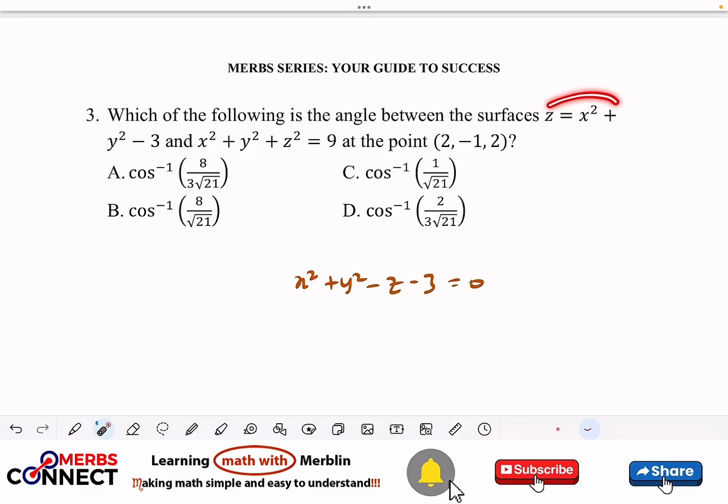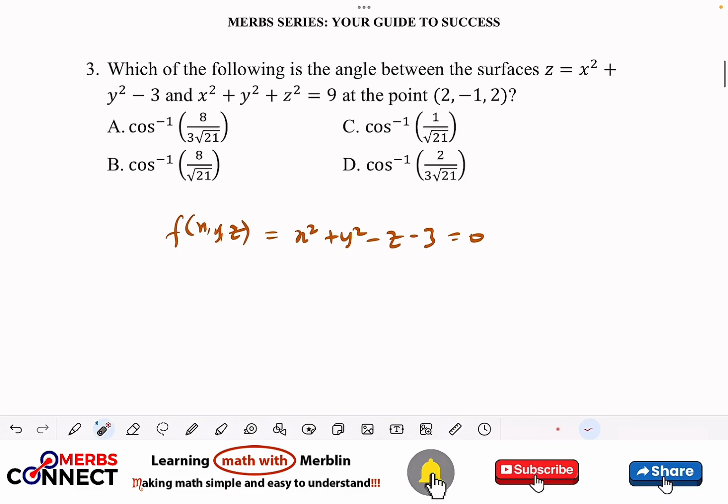So I picked this equation here, but I just moved the z to this side, so it will be equal to 0. And let me name this one f of x, y, z. F of x, y, z, right? And then let me pick this one too and move the 9 to this side. So I'm going to have x squared plus y squared plus z squared minus 9 is equal to 0.